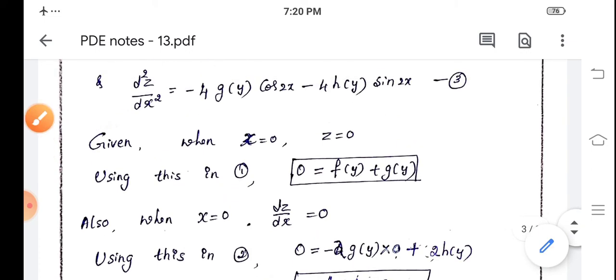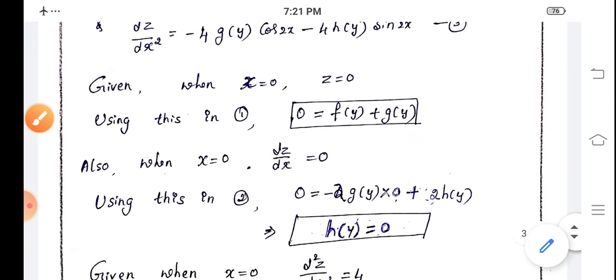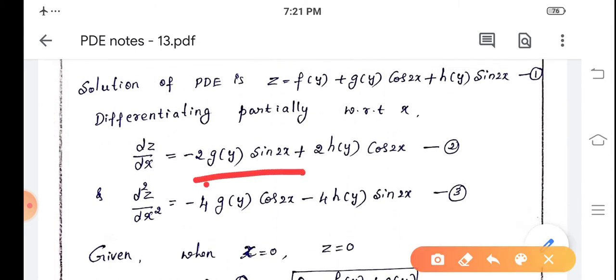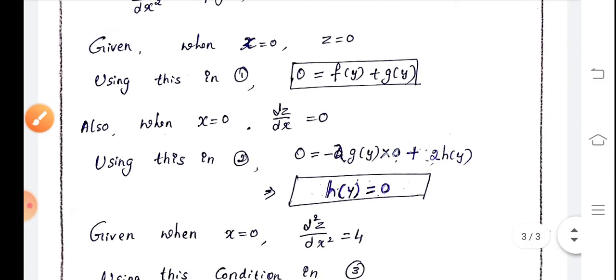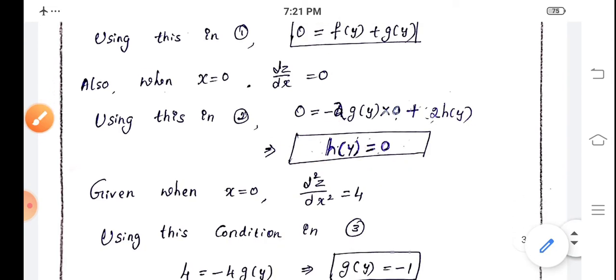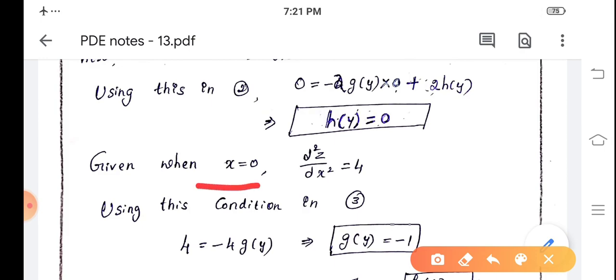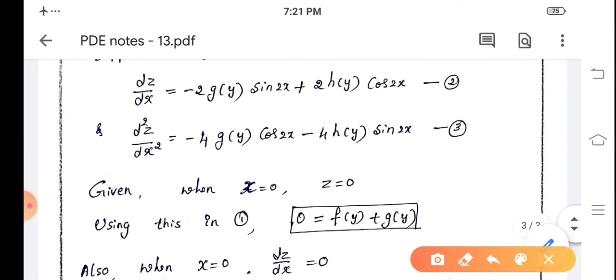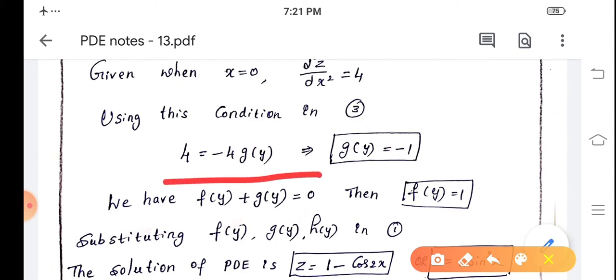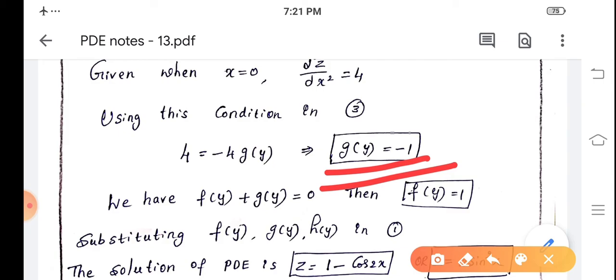Using this in equation 2, we write ∂z/∂x, that is 0, on the left hand side, and in the right hand side we put x equal to 0. Now this becomes 0 because here we have a sine function, so sin 0 is 0. And if we put x equal to 0 in the next term, we obtain 2 h of y into cos 0, which is 1, that is 2 into h of y. That gives 2 into h of y is 0, then h of y will be 0. Using the last condition, that is when x equal to 0, ∂²z/∂x² equal to 4, in equation 3, we write 4 is equal to minus 4 g of y, which gives g of y is equal to minus 1.